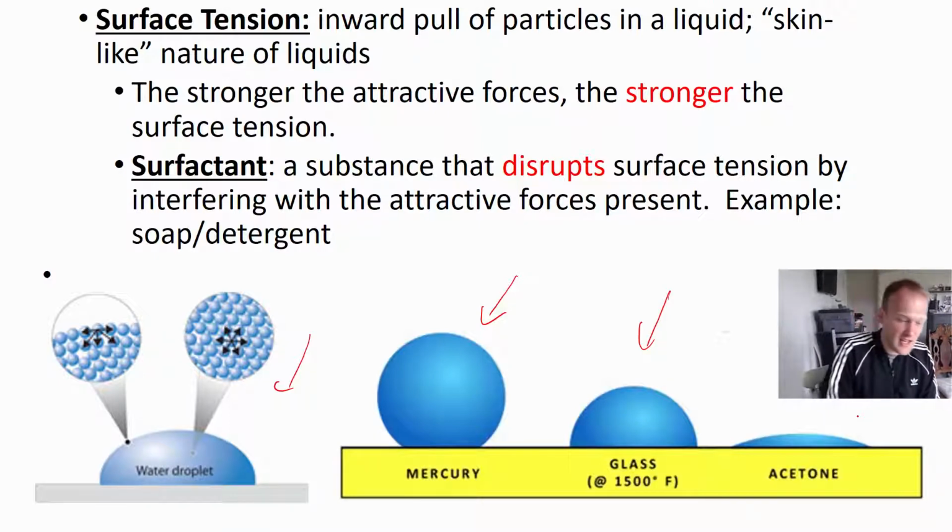Surface tension can be disrupted with something called a surfactant. This is something that kind of gets in the way of those intermolecular bonds and disrupts the surface tension. Soaps, detergents are surfactants. Okay, remember that, you'll need that for the lab. Remember the word surfactant. Okay, you'll see it again.